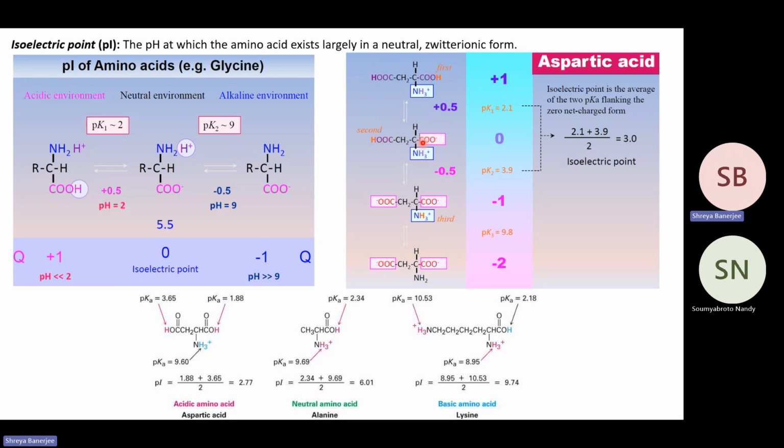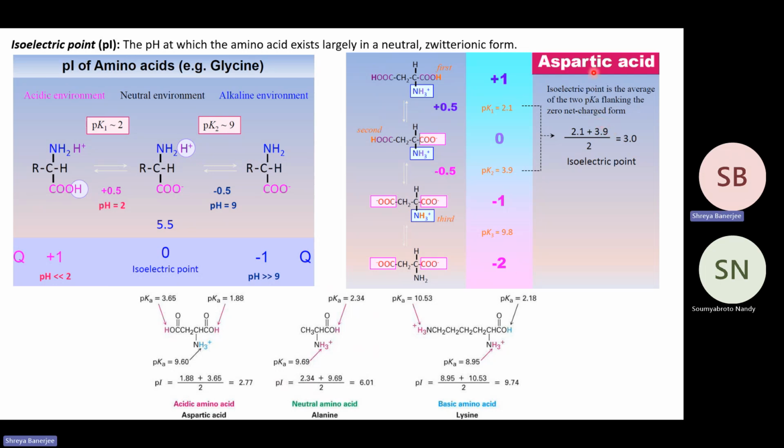As the pH becomes more and more basic, the side chain H plus is also lost, and now the molecule has a net charge of -1 because -1 and +1 cancel and a net -1 charge is left. And at very high pH, very alkaline pH, all the H plus is lost and the molecule has a net charge of -2.